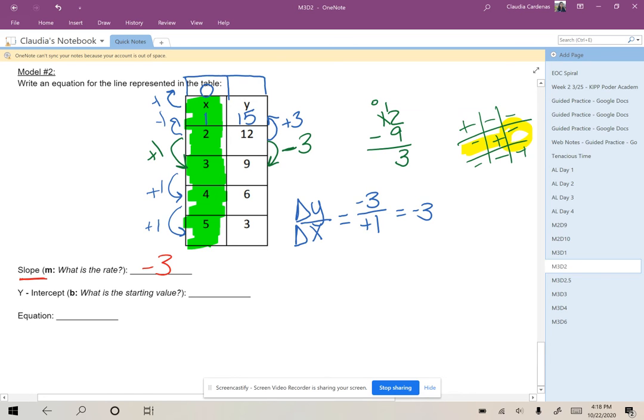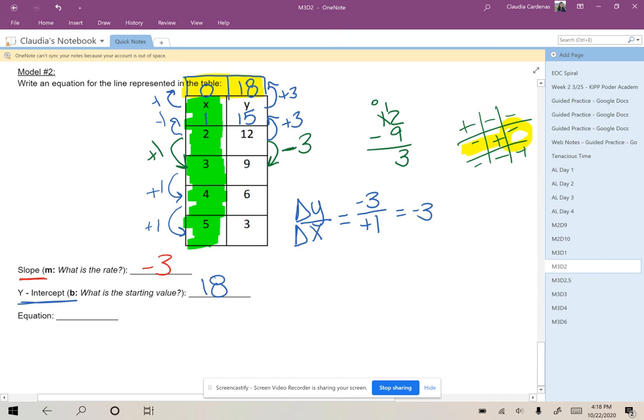And 12 plus 3 is 15, but that's the value that matches with 1, and we needed to find the value that matches with 0. So I have to add 3 one more time, and I get 18. So now I have found my 0 in the x, and the y value that matches with it is 18. So that is our y-intercept, 18.